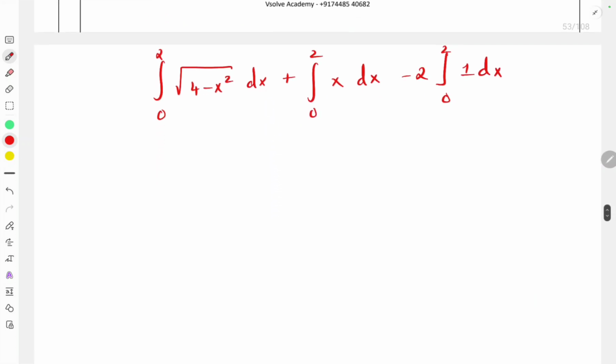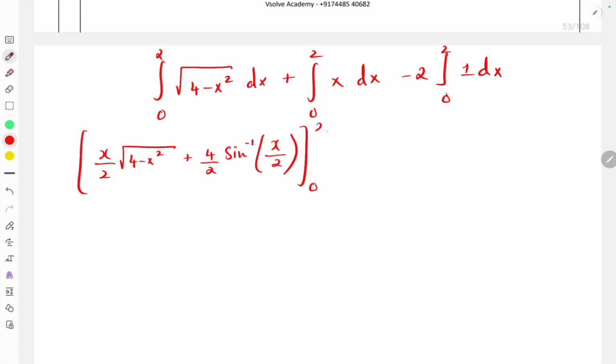So now what we can do here is this integration will be x by 2 times root of 4 minus x square plus 4 by 2 sine inverse x by a, which is 2. So this limit is 0 to 2, plus this is x square by 2, and this limit is 0 to 2, and minus 2, and this is x, this limit is also 0 to 2.